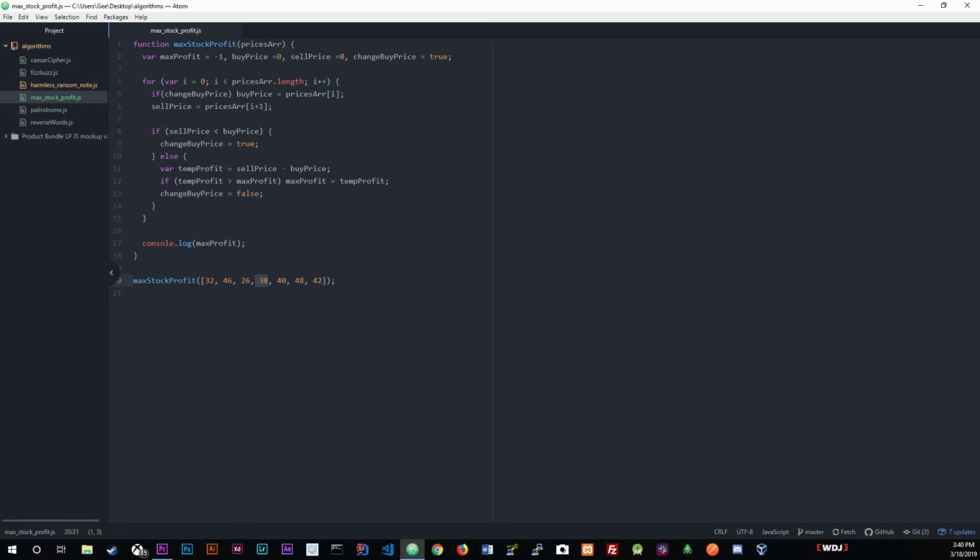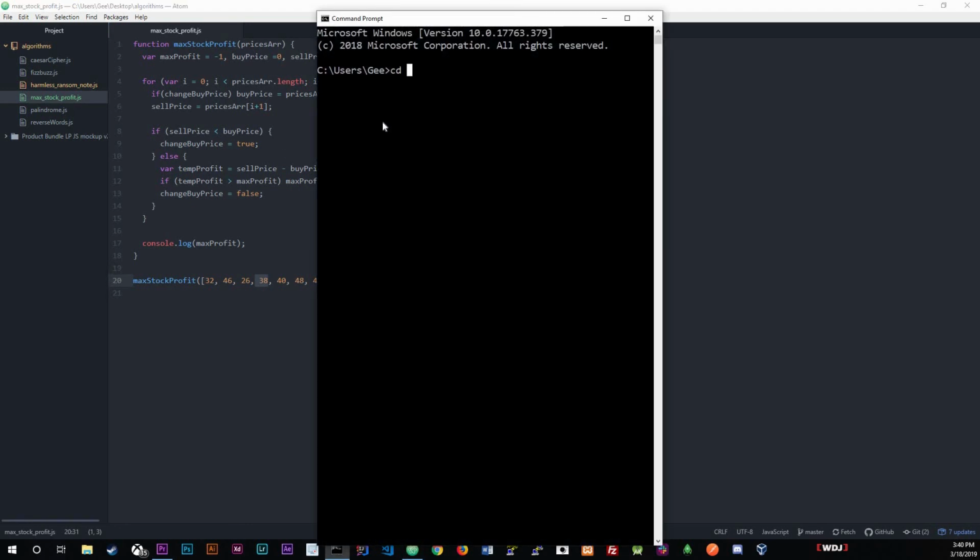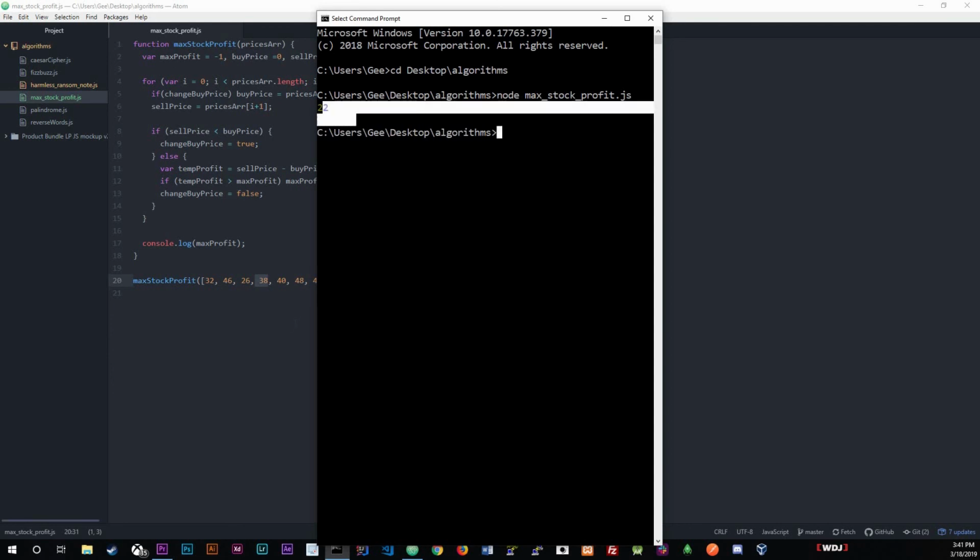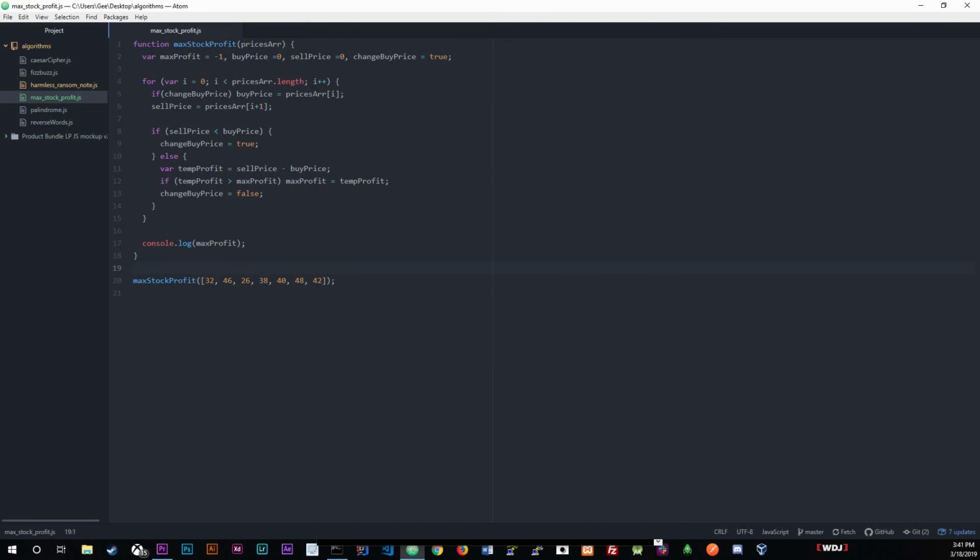Let me see. Let me open up my command terminal, CD, desktop, algorithms, node max, and we get 22 back, which is the correct answer. Let me get one more array out. And these arrays, the arrays that I'm getting are from LeetCode. I think that's what it was called. I'm not too sure. But they gave us some arrays. They need to give us an array of numbers, and it gives us what the answer should be, and we just gotta write the program for it.